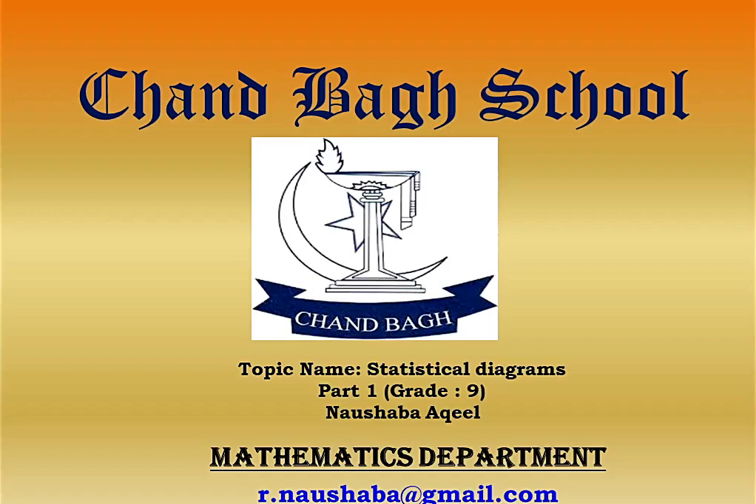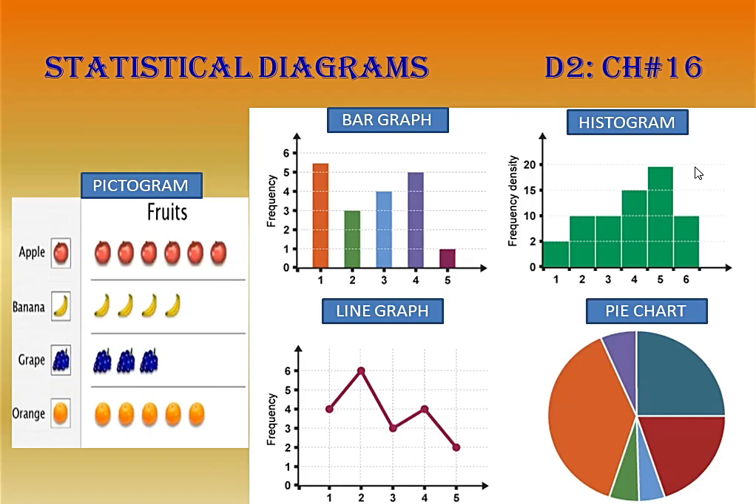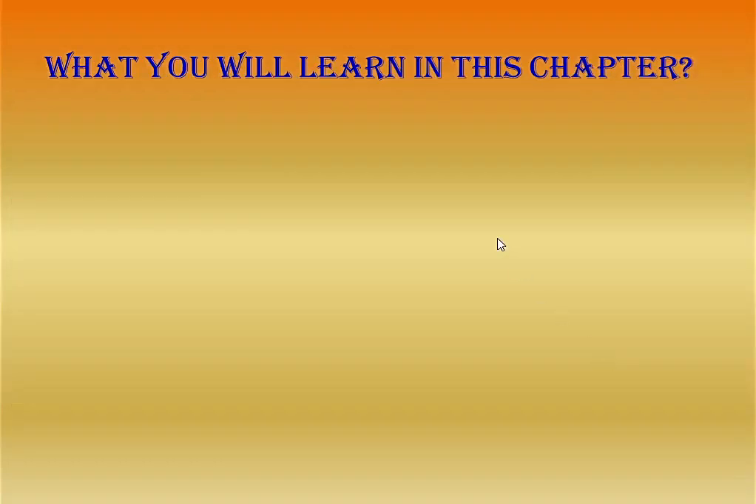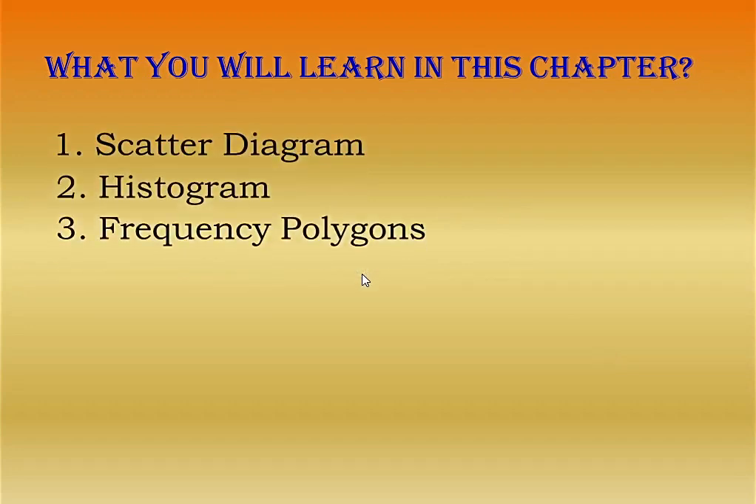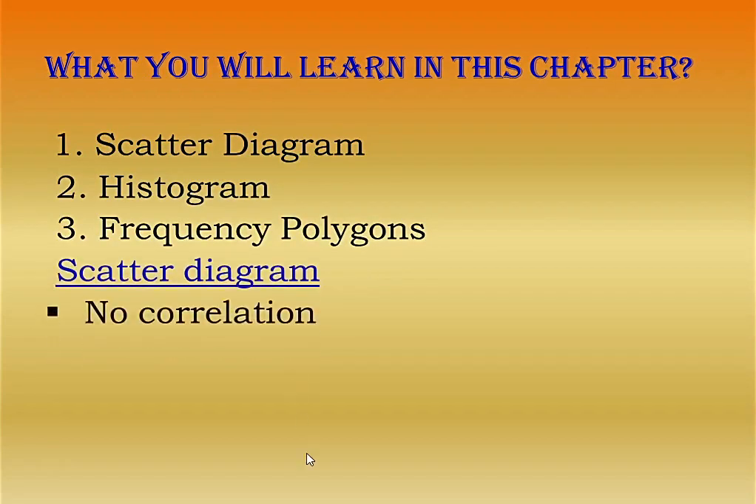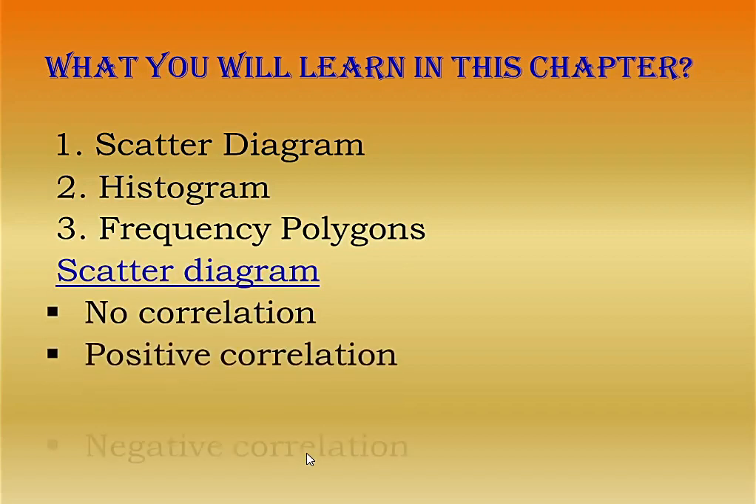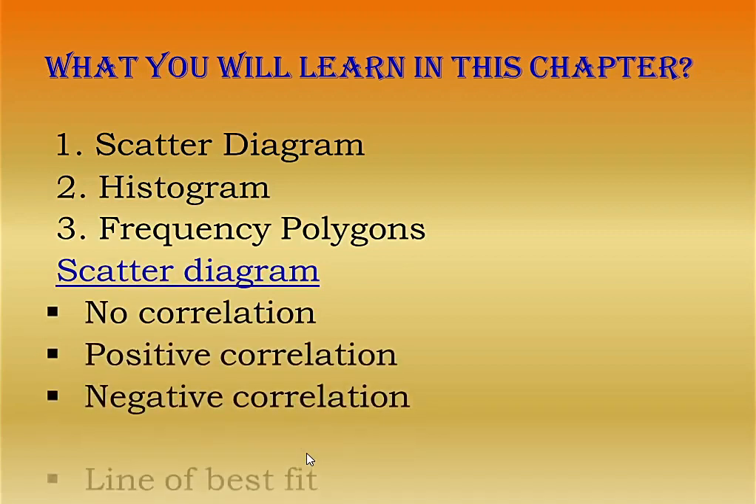In this chapter, we'll study about statistical diagrams. It's from your big book D2 and chapter number 16. There are many types of statistical diagrams like pictogram, bar graph, histogram, line graph, pie chart. But what you will study in this chapter, you will study about scatter diagram, histogram, and frequency polygons. For scatter diagram, we'll study about no correlation, positive correlation, negative correlation, and line of best fit.